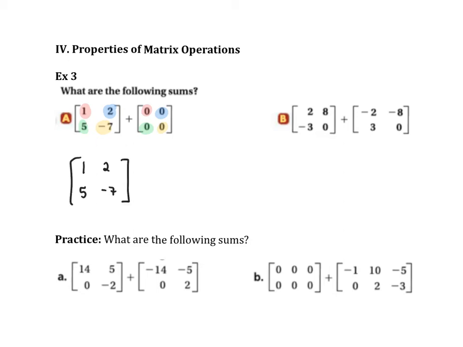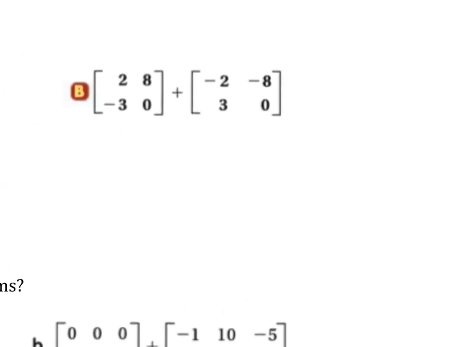So what rule can we think about here? If I have a matrix and I add an empty matrix of all zeros, I get the same matrix. Now over here, let's look at problem B. 2, 8, negative 3, 0. Negative 2, negative 8, positive 3, and 0. So how are these related? If I call this one C, then this one has to be a negative C. It's an inverse, opposite matrix, because everything over here is opposite of everything over here.